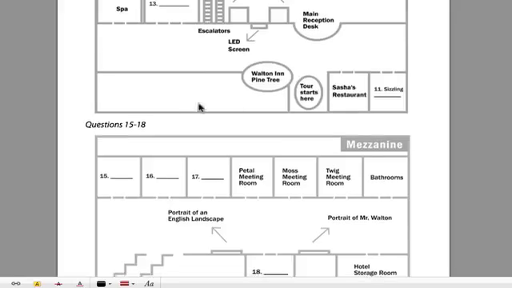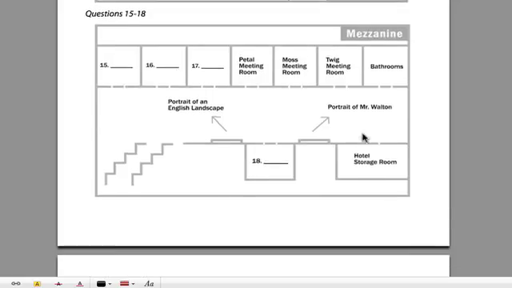Okay, there's a spa, there's a gym, and then there's something behind the gym. Now let's go up to the mezzanine. As you know, a mezzanine is the floor that's not for rooms, it's the floor above the ground floor. Okay, so up the stairs, we see a portrait, we see 3 empty, what are probably rooms, because these 3 are also rooms. Bathroom, something here, a portrait of Mr. Walton. We'll have to listen to see who Mr. Walton is.